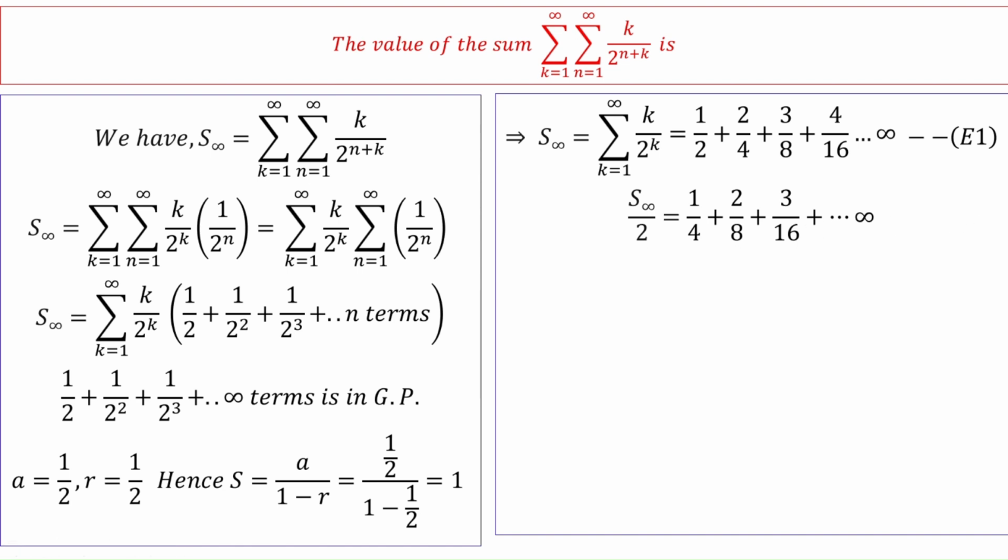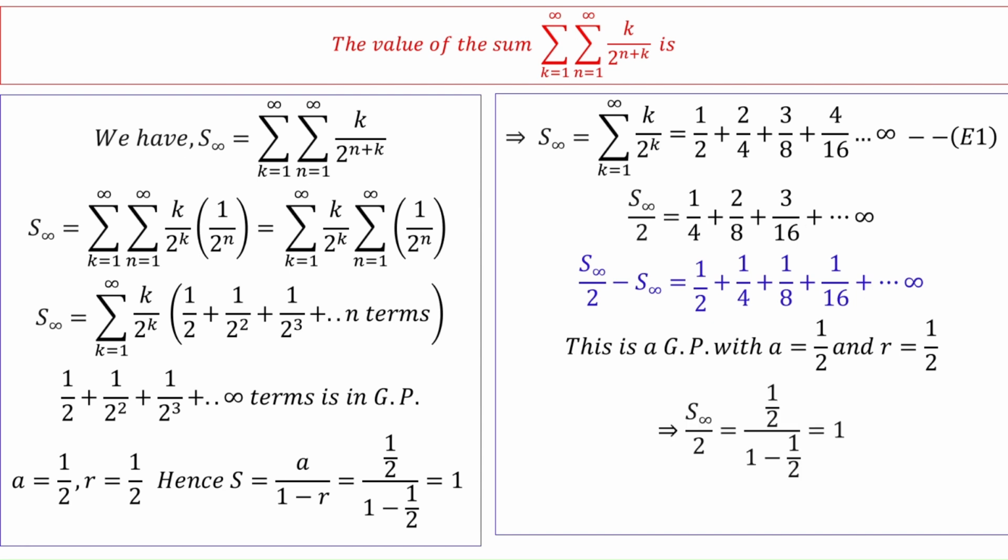Now I subtract S infinity minus S infinity by 2. If I subtract, I will leave the 1 by 2 as is here. 2 by 4 minus 1 by 4, which is 1 by 4. 3 by 8 minus 2 by 8, which is 1 by 8. 4 by 16 minus 3 by 16, which is 1 by 16, and so on. It's an infinite series, so it doesn't matter about the last term's difference. Okay, so this is nothing but a geometric progression again with a equal to half and r equal to half, right?